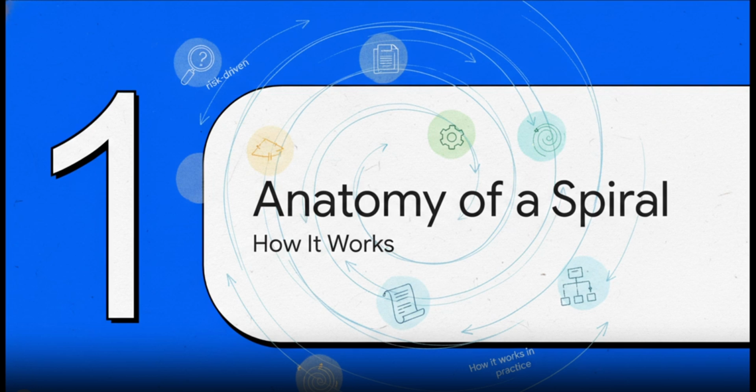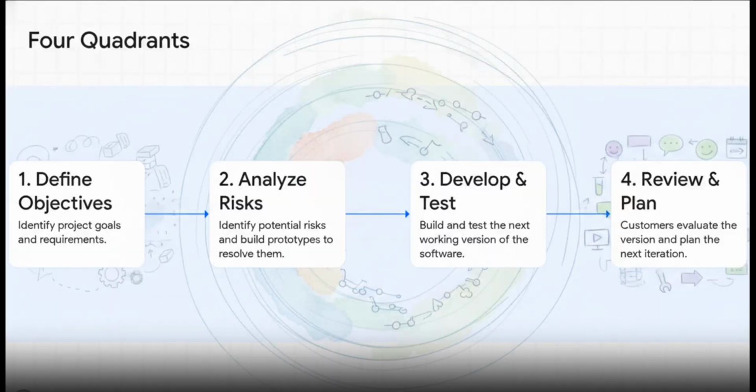Okay, so how does this thing actually work in practice? Let's break down the anatomy of a spiral. This is where you can really see the genius of this risk-driven process. So the whole model works in these repeating cycles, or loops. And you can think of each loop as its own little mini project that always moves through four phases.